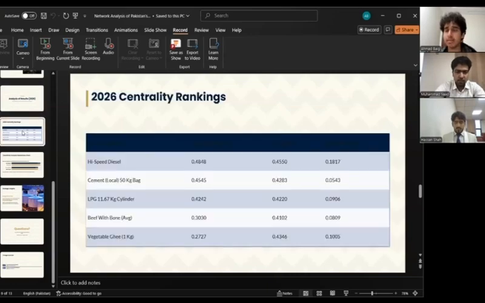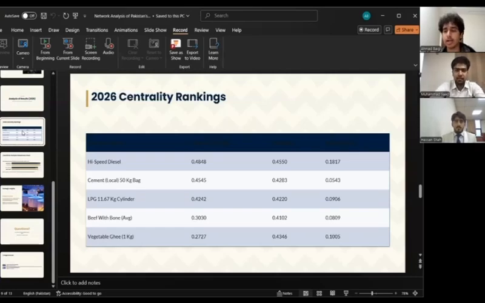So degree centrality measures the sheer volume of strong synchronized connections a node has. Looking at our 2026 results, the top drivers of inflation are not staple food items as one might expect them to be. Sitting at the very top with the highest degree centrality is high-speed diesel, followed immediately by local cement and LPG. This mathematically proves that in 2026, when the prices of fuel and construction materials experience a shock, that shock ripples through the highest number of commodities in the economy.